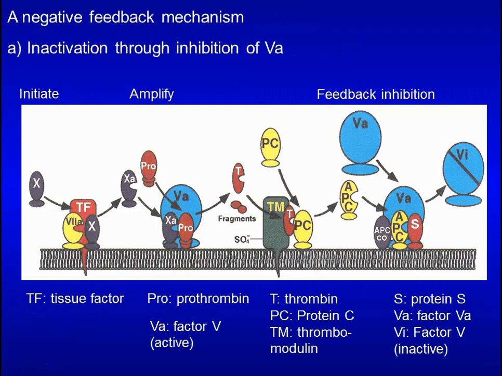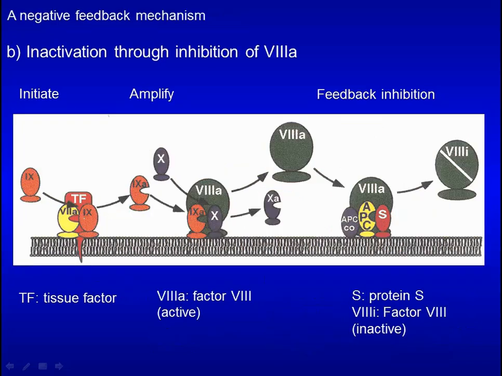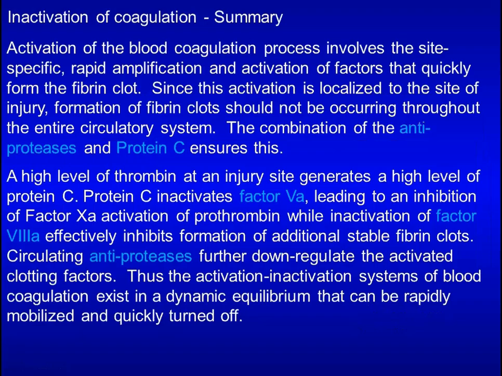When an injury occurs, tissue factor and factor 7A form a complex with factor 10. In this complex, factor 7A cleaves factor 10 into its active form. Factor 10A forms a complex with factor 5A and prothrombin. In this complex, factor 10A cleaves prothrombin into its active form. Thrombin, in complex with thrombomodulin, cleaves protein C into its active form. Activated protein C, in complex with protein S, cleaves factor 5A into its inactive form. By a similar mechanism, activated protein C cleaves factor 8A into its inactive form. Here is a summary of inactivation of coagulation.